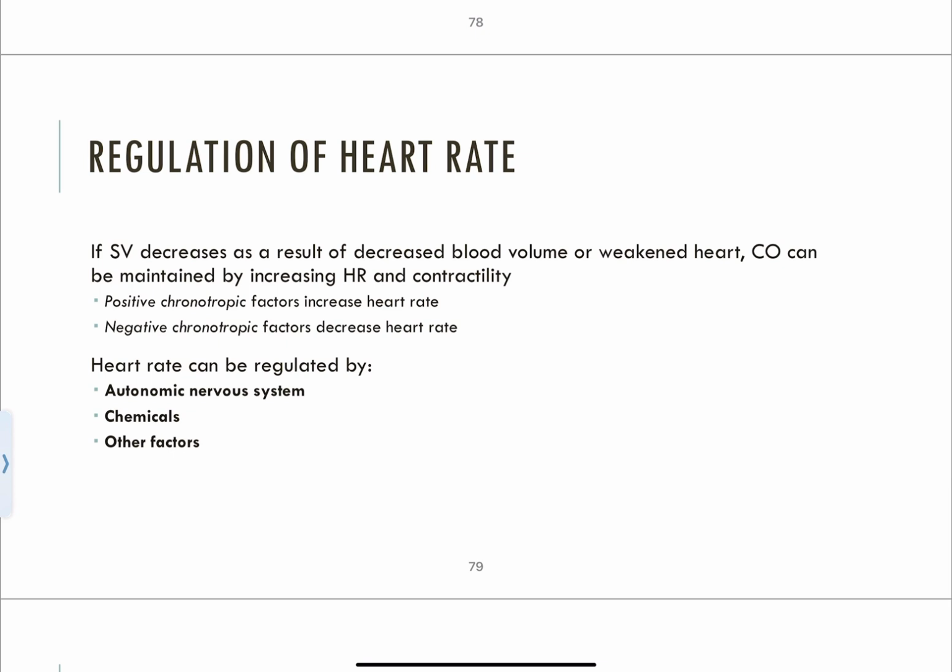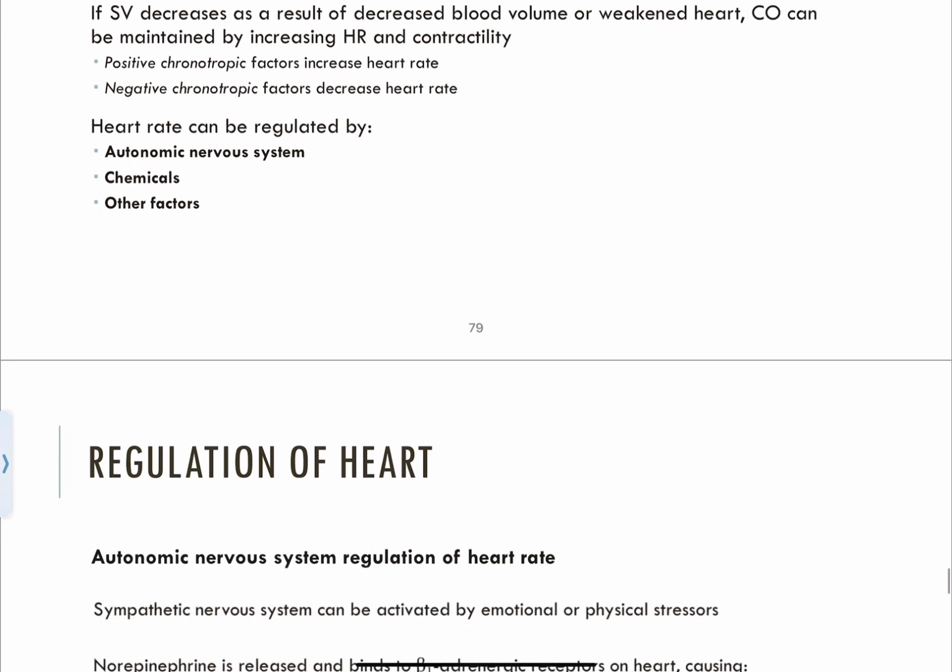So we call them positive chronotropic factors. Those are going to increase your heart rate. Chrono means time, so now we're talking about the rate of something. Not tropic, it's chronotropic. And then we have negative chronotropic factors that are going to decrease your heart rate. So how do we regulate our heart rate? Our autonomic nervous system. Our autonomic nervous system is broken into two divisions. If you remember from AMP1, we have our parasympathetic and our sympathetic that are part of the autonomic. Chemicals can alter our heart rate and some other factors, all of which we're going to talk about.